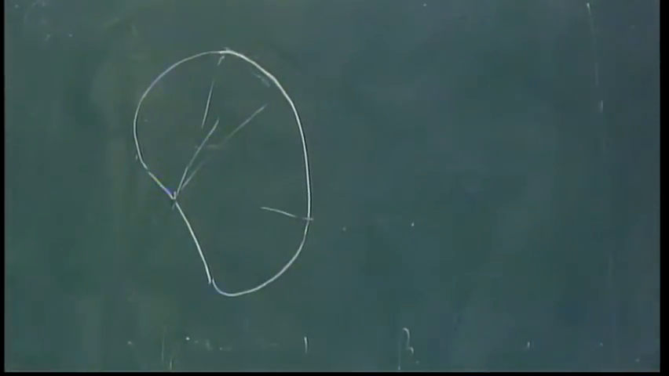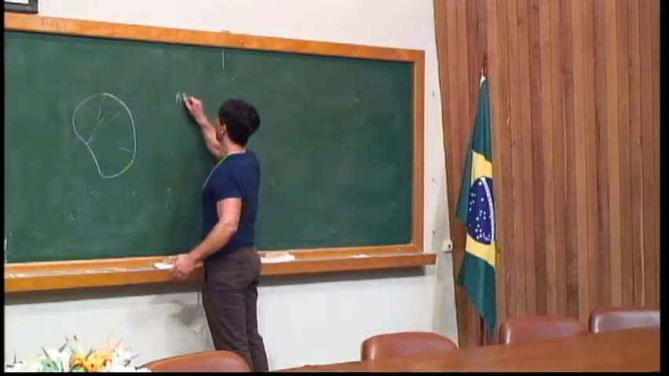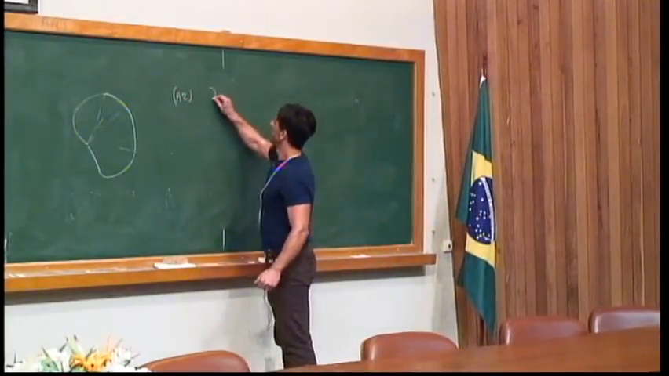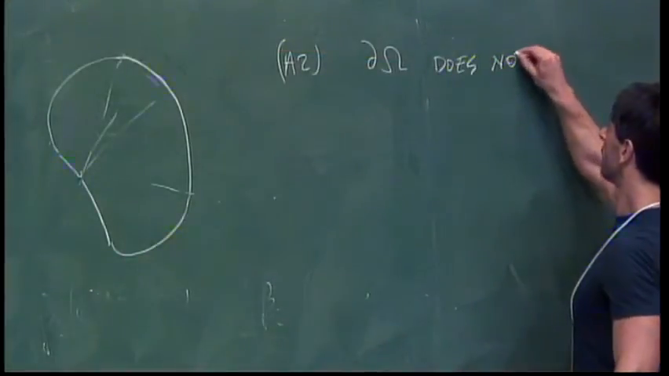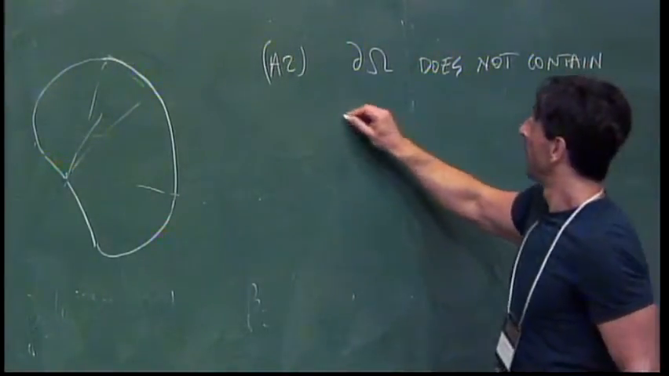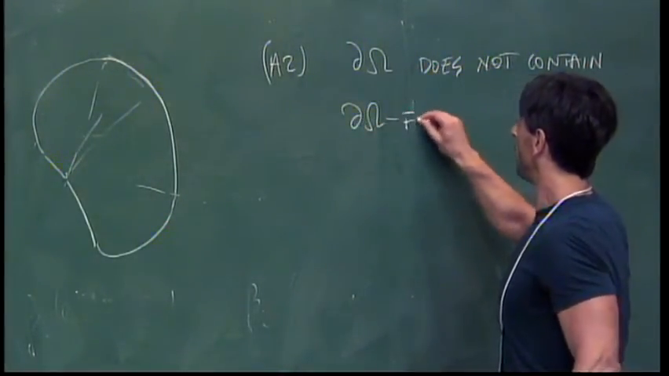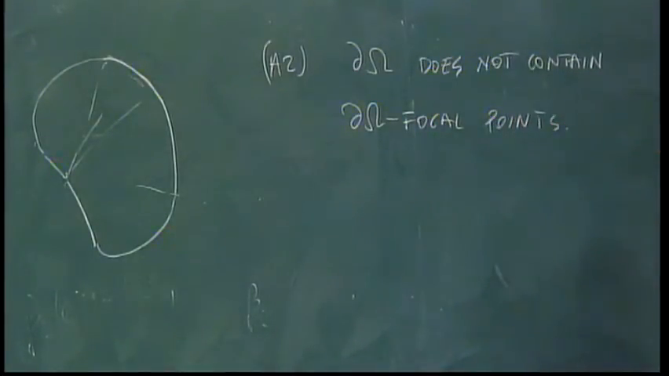So the assumption 2 that I want to make is that the boundary should not contain any points which are focal to the boundary. The assumption 2 is that the boundary of omega does not contain focal points. How bad is this assumption?